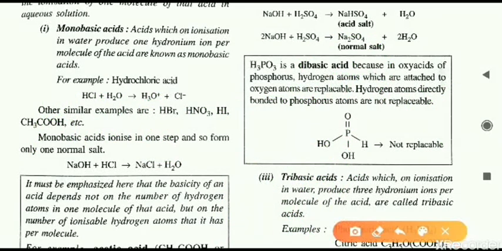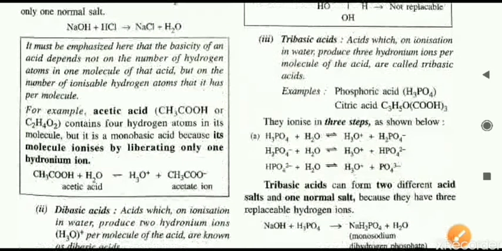Similarly, many more are there. HBr, HNO3 we have already seen, HCOOH, CH3COOH. All these are monobasic acids. Now this CH3COOH is an exception. We will see it just now after covering all three categories.